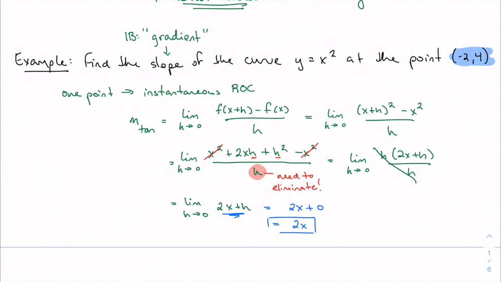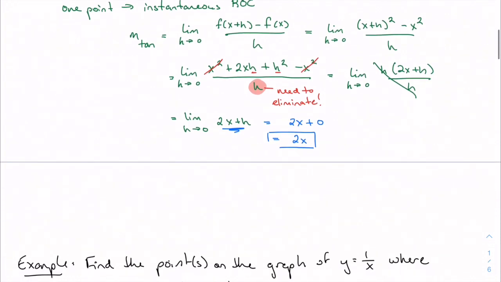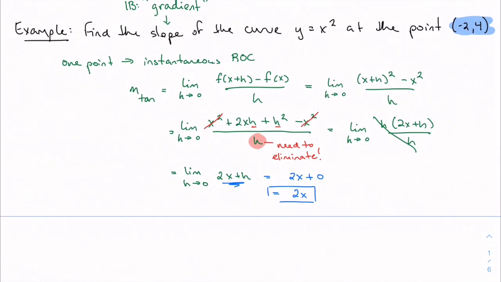So at any point x, the slope of the line tangent to this curve is going to be 2x. But I care about a specific point, right? So the slope of my tangent line is 2x. But how about at the point negative 2, 4? Well, I'm looking at when x is negative 2, so I'm going to substitute that in, and I get a slope of negative 4 at that point. So starting with our limit definition of the slope, expanding that, simplifying it, and using it to find the instantaneous rate of change at that specific point.